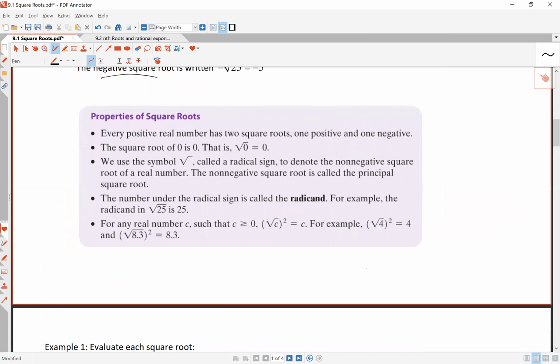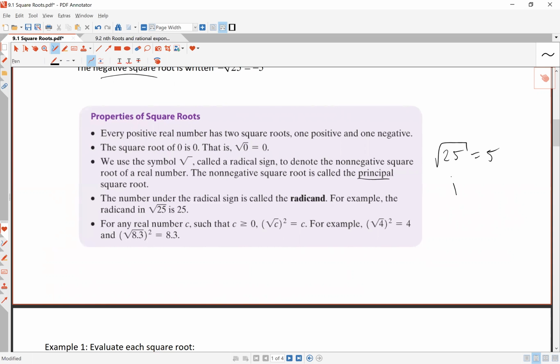So every positive real number has 2 square roots, one positive and one negative. The square root of 0 is 0. We use that symbol, and it's called a radical sign. We use this to denote the non-negative square root of a real number. This non-negative square root is called the principal square root. We rarely use that phrase. We always just say the square root of 25 is 5.